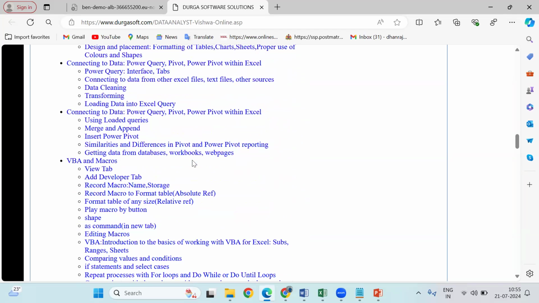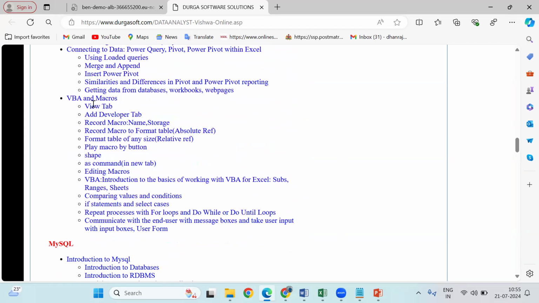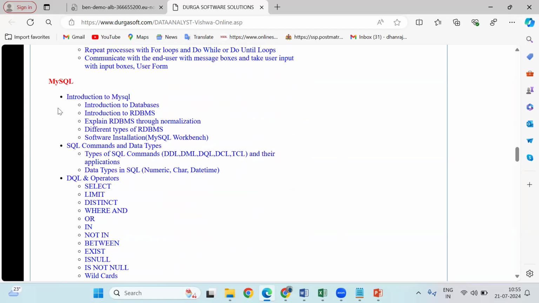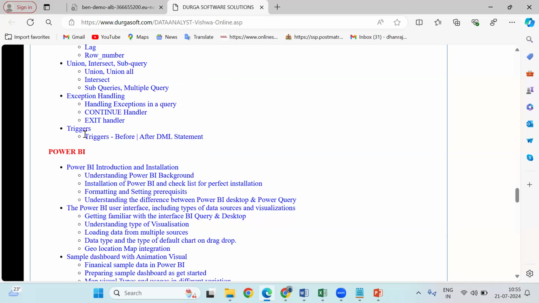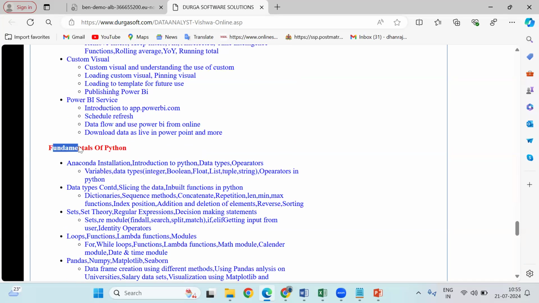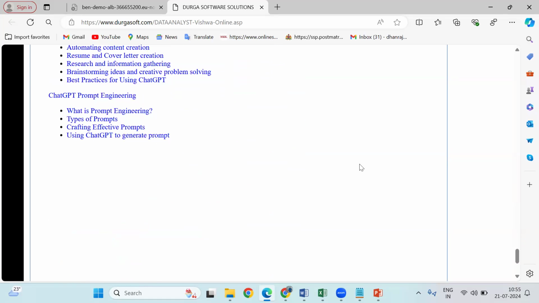All this kind of stuff I'm going to introduce. Connecting to data like Power Pivot, and VBA, macros. Then MySQL end to end, Power BI, and finally Python fundamentals. And finally ChatGPT and prompt engineering. This is what I'm going to take care of.